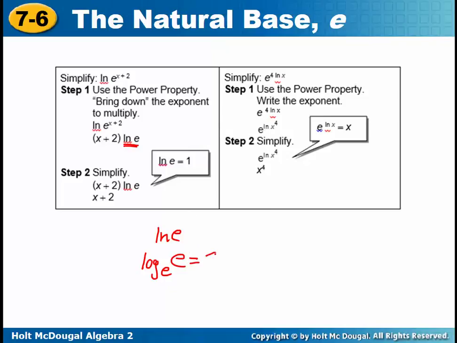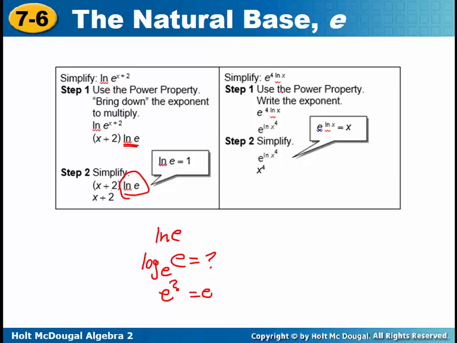Because if we wrote this in exponential form, we would have e to the what is equal to e. So of course it must be 1. So the natural log of e is equal to 1. So this right here is equal to 1. So we'd have x plus 2 times 1. That's just x plus 2. That's as simple as you can get. So you're not always going to get numeric answers. You might have an x in your answer, but it'll be simpler than what it originally was.